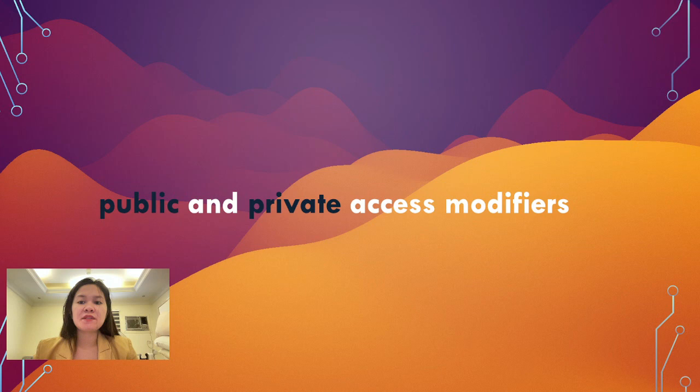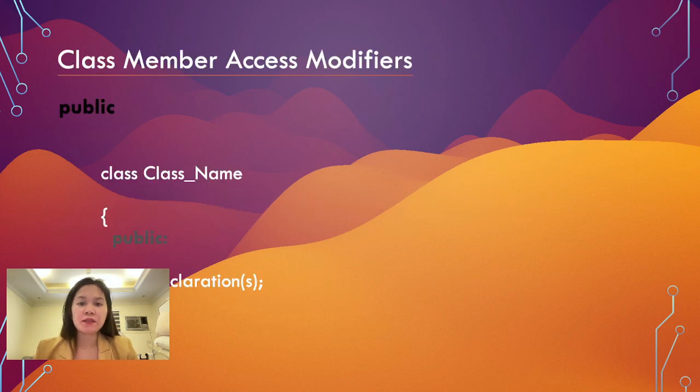So, public, private, and protected access modifiers. In public, the class member access modifier is public, followed by the class name and the declaration. In private, we also have the class name, then private and the declaration, and also protected. Protected is the same: class name, protected, and declaration.